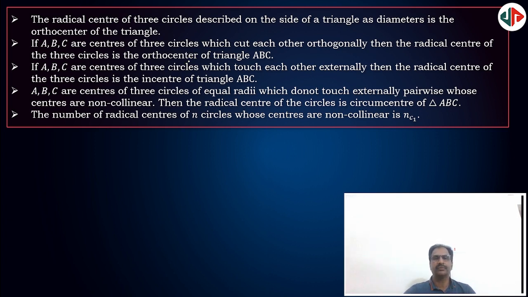The radical center of three circles described on the three sides of a triangle as diameters is the orthocenter. If A, B, C are centers of three circles which cut each other orthogonally, then the radical center of the three circles is the orthocenter of triangle ABC. If A, B, C are centers of three circles which touch each other externally, then the radical center is nothing but the incenter. So all these points you need to remember as standard results. Proofs are beyond the scope.